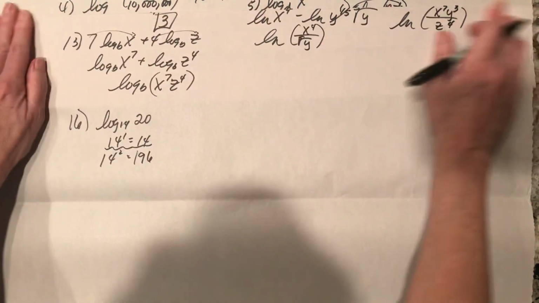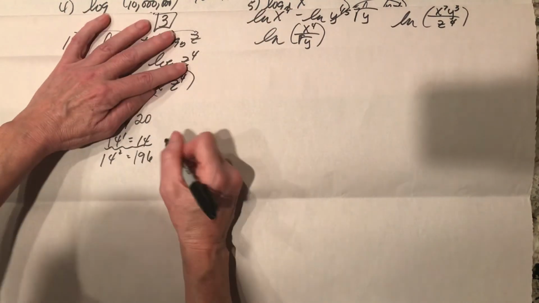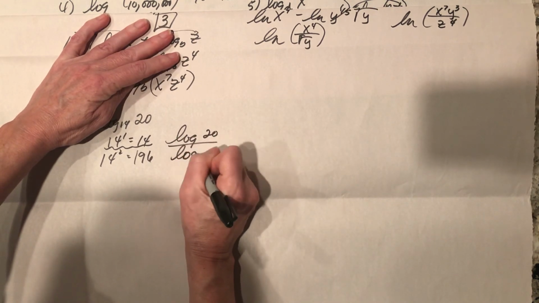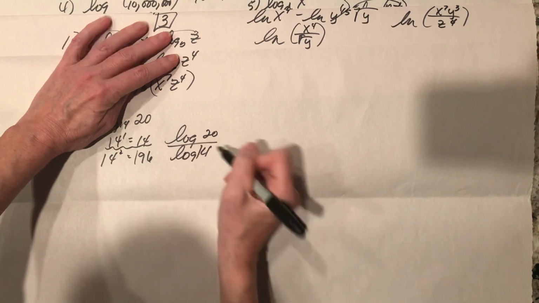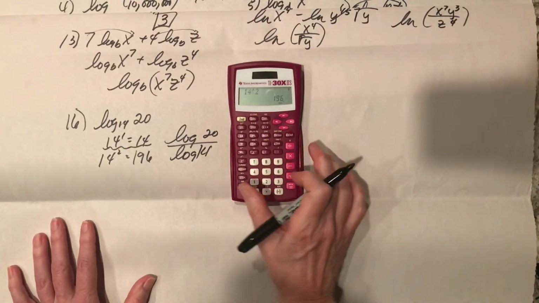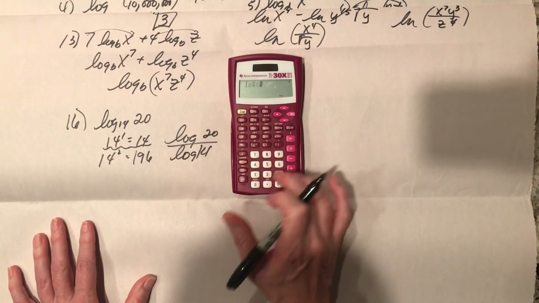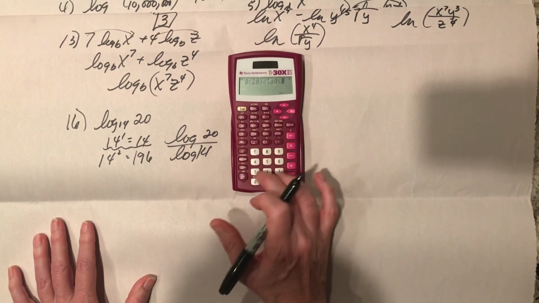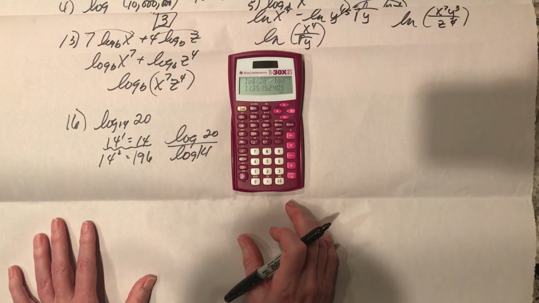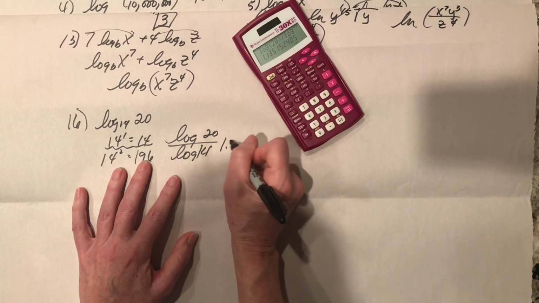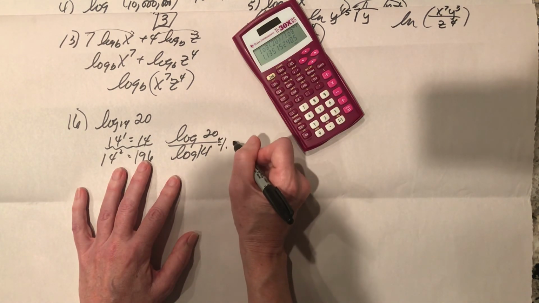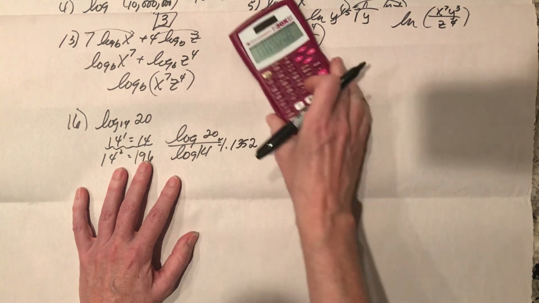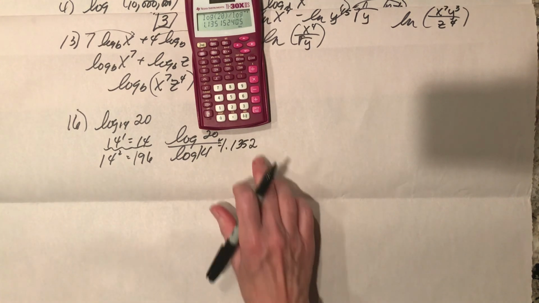We don't have a key on our calculator for log base 14, so let's do log of 20, common log of 20 divided by common log of 14. Common log of 20, close it out, divided by common log of 14 equals, we're getting approximately 1.1352. That 5 behind the 1 will raise this up to a 2.